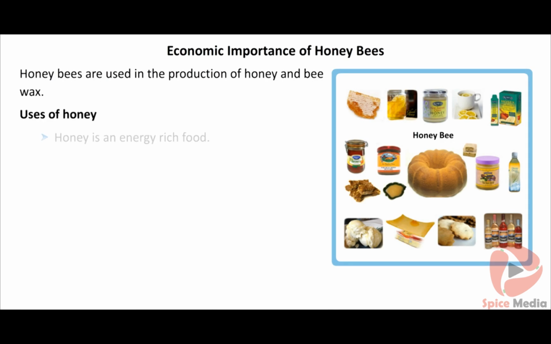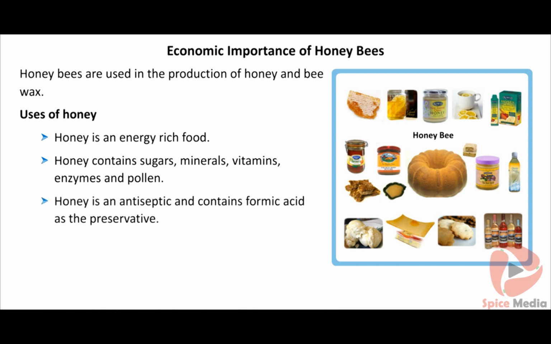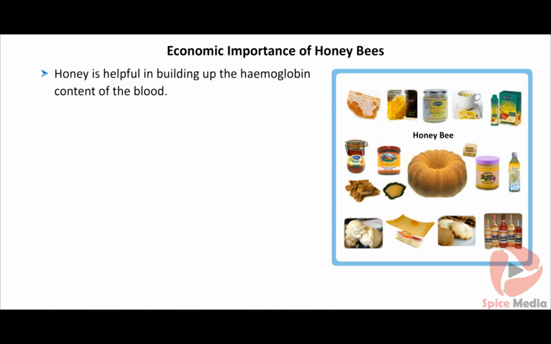Uses of honey. Honey is an energy-rich food. Honey contains sugars, minerals, vitamins, enzymes, and pollen. Honey is an antiseptic and contains formic acid as the preservative. Honey is a blood purifier, a cure against cough, cold, sore throat, ulcers of tongue, stomach, and intestine. Honey is helpful in building up the hemoglobin content of the blood. Honey is used in the preparation of bread, cakes, and biscuits.